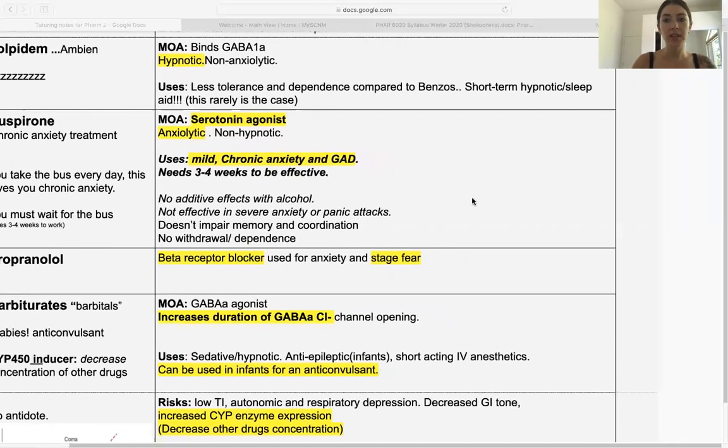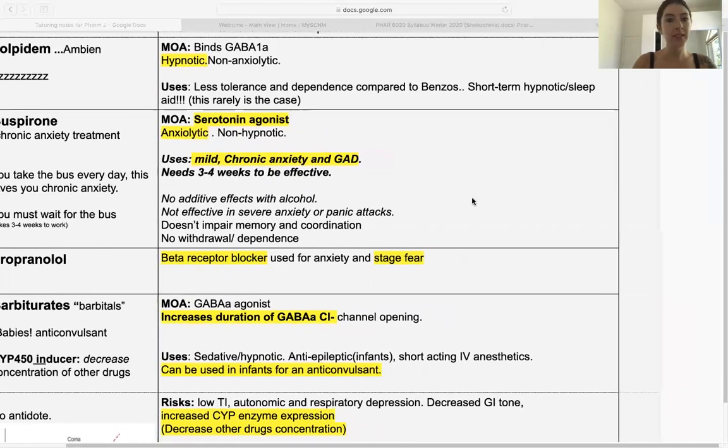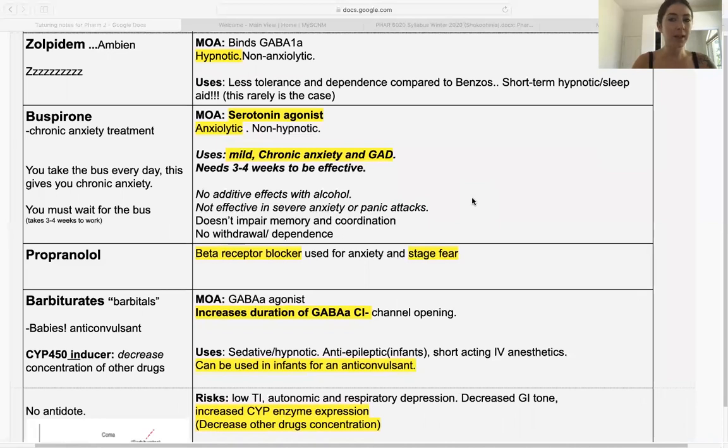It's usually used as a short-term hypnotic or sleep aid, but a few people I know take this nightly and don't have issues with it. So I don't know if it's commonly used short-term, but I think it is a drug that's prescribed frequently. I remember that Zolpidem starts with a Z and sleep, lots of Z's. So if that helps you remember, I would encourage using it.